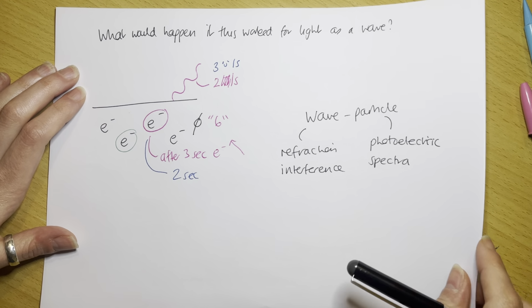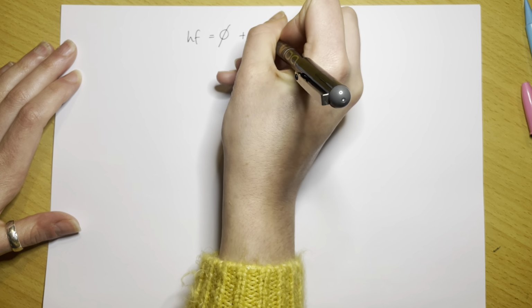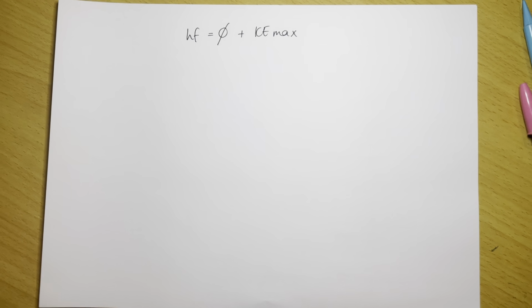So what we're going to do now is make it even harder and think about something called a photocell. Oh no, we're not. We're going to come back to the photocell in a second, because I want to go back to this equation one more time. So I'm going to go back to hf equals phi plus KE max. And we're going to think about what happens when you plot a graph of frequency versus max KE.